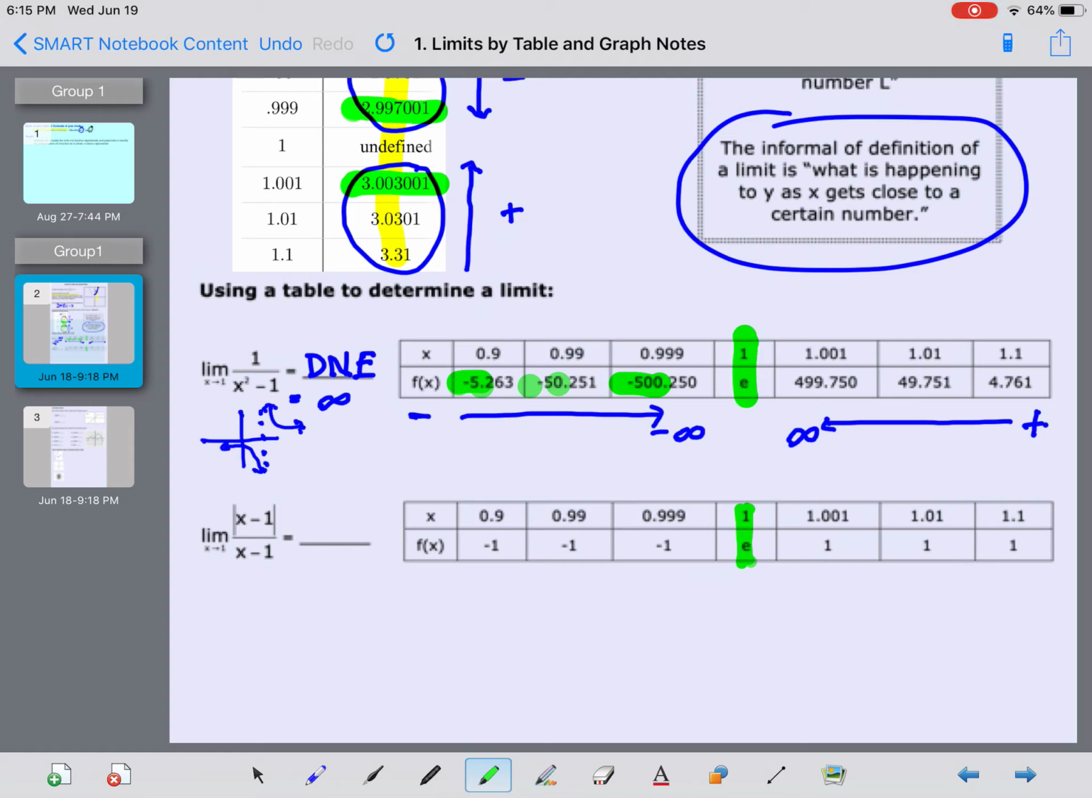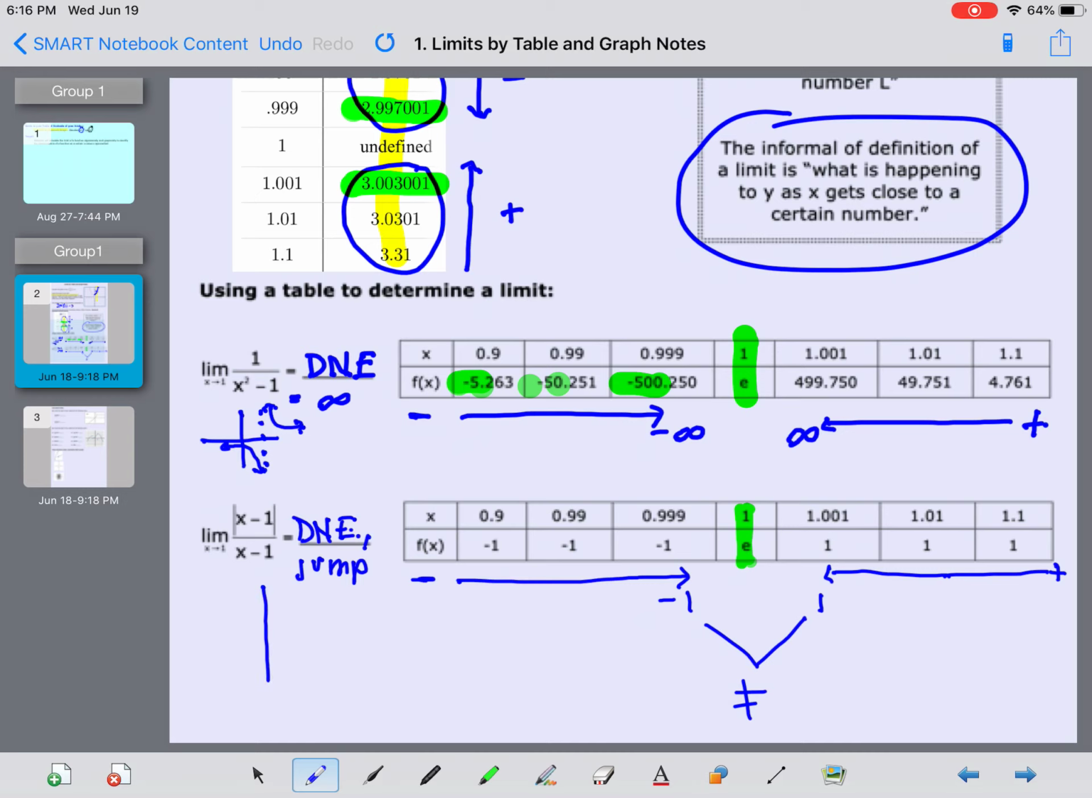At 1, still undefined. But if we look at it from the negative side, and we approach that value, every single one of those values is -1. So from the left side, it's approaching -1. Makes sense. From the positive side, though, as we approach, this side's approaching +1. Because those two are not equal to each other, the left side and the right side do not agree, we would say that this limit does not exist. And the reason that's happening is because there's a jump discontinuity there.